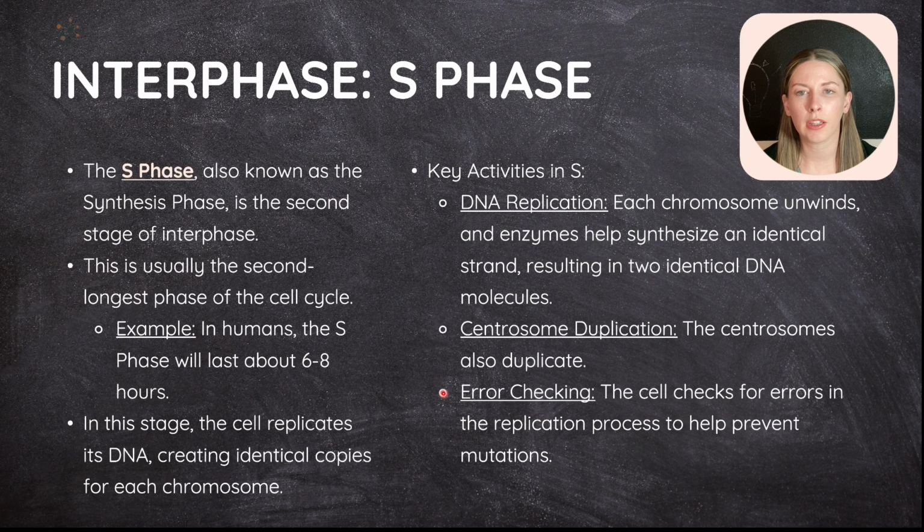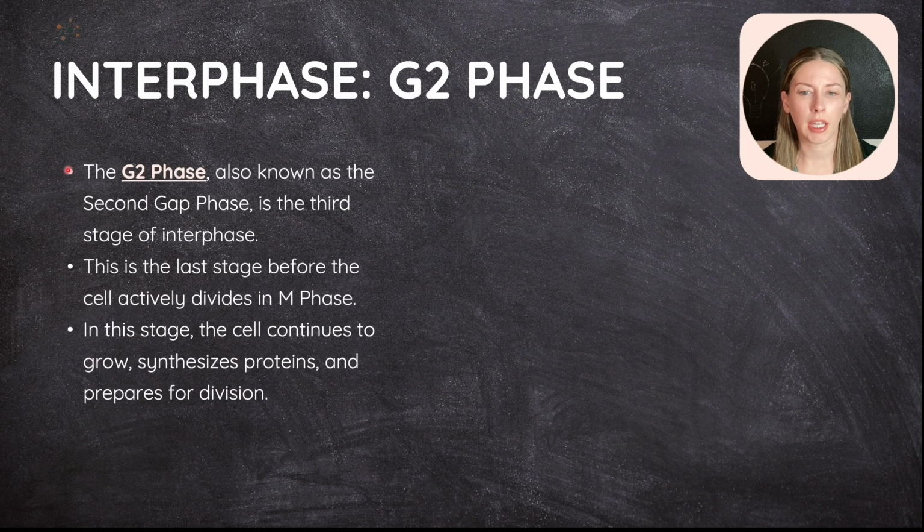And lastly, before the cell leaves S phase, it checks for errors that may have occurred during DNA replication. This helps reduce mutations and reminds us that the cell cycle is a very highly regulated process, not a random one. The G2 phase, or second gap phase, is the third stage of interphase and the final stage before mitosis begins. You can think of G2 as the cell's final preparation step.